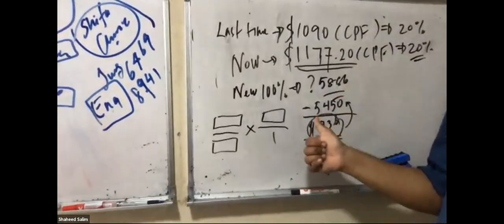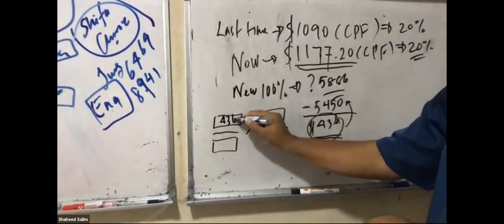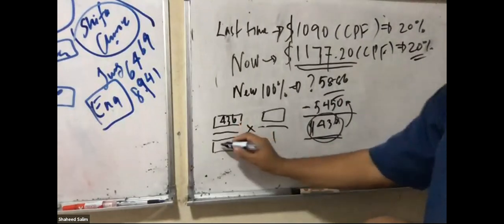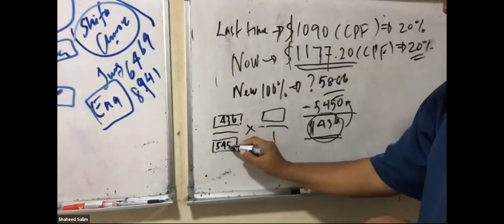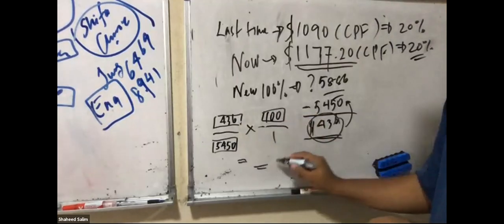Are you okay with this? So you write 436 here. This is the increase in salary. All right, the original salary here, times by 100 here. And your answer is how many percent?